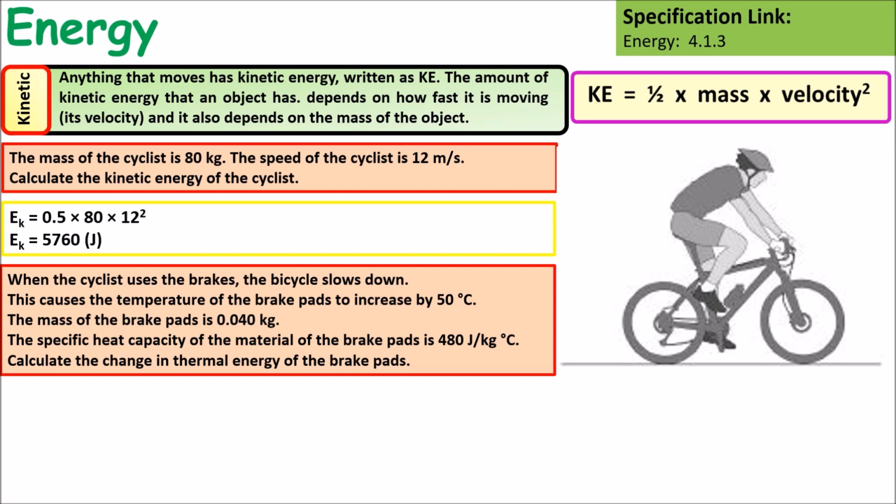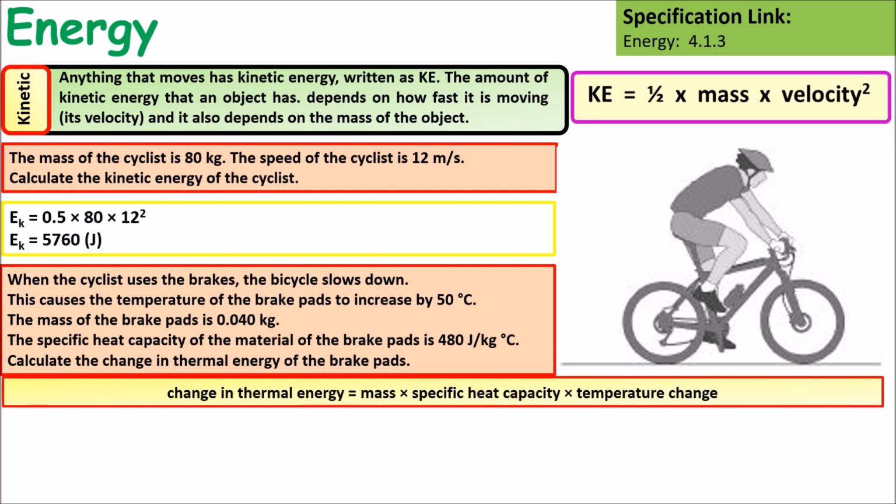The second part: when the cyclist uses the brakes, the bicycle slows down. This causes the temperature of the brakes to increase by 50 degrees. The mass of the brake pads is 0.04 kilograms. Its specific heat capacity is 480 kilojoules per centigrade. Calculate the change in thermal energy. So the equation to use is shown below. Have a go at using the equation, then check the answer. That would just be 0.04 times 480 times 50, which would give you an energy change of 960 joules.